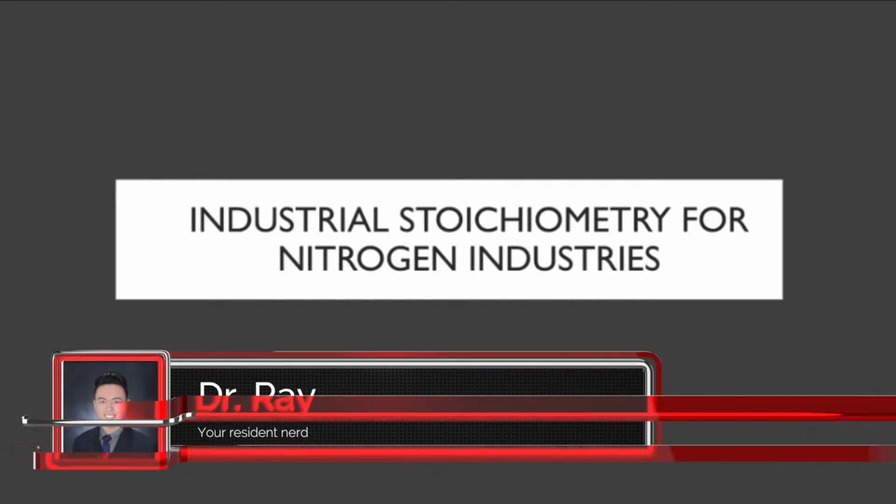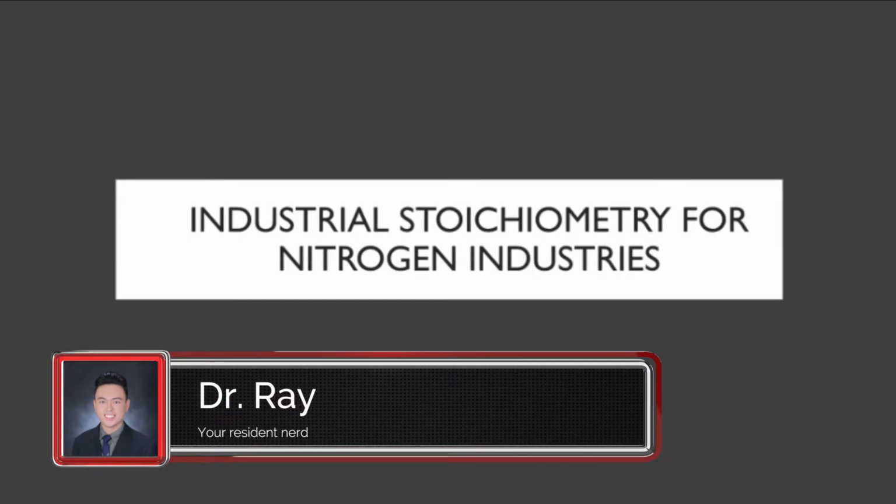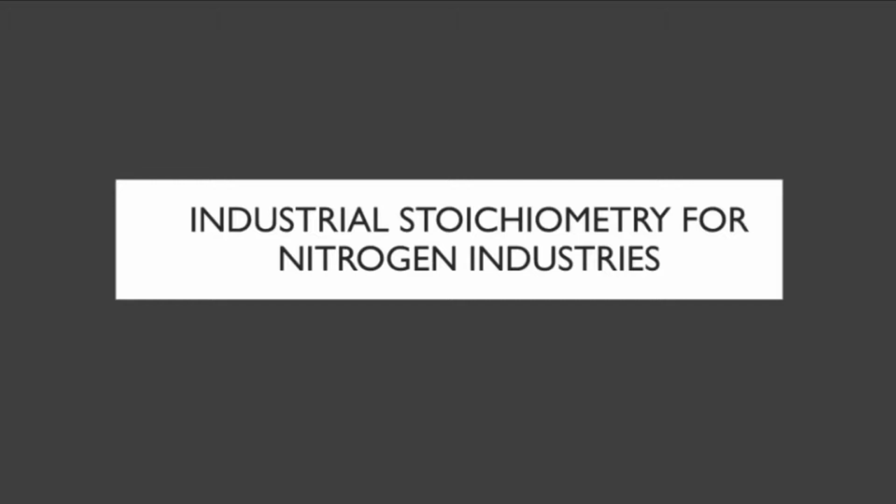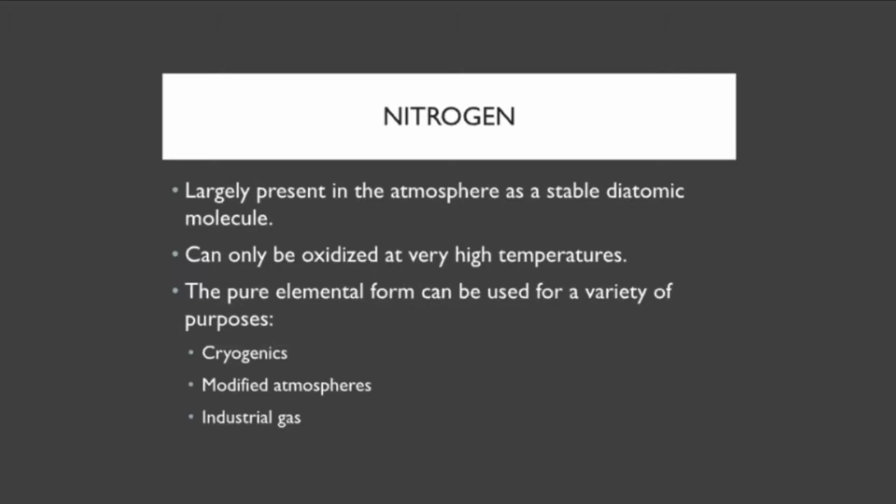In this video, we will be discussing the industrial stoichiometry for nitrogen industries, particularly ammonia and nitric acid production. We will be discussing heavily on the computational side of the industrial stoichiometry. So let's begin. Let us first discuss the base ingredient for both ammonia and nitric acid, and that is nitrogen.